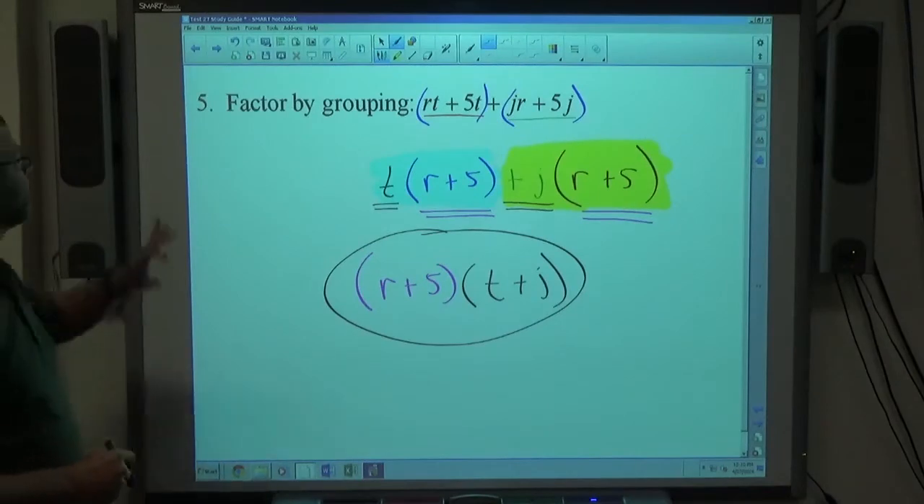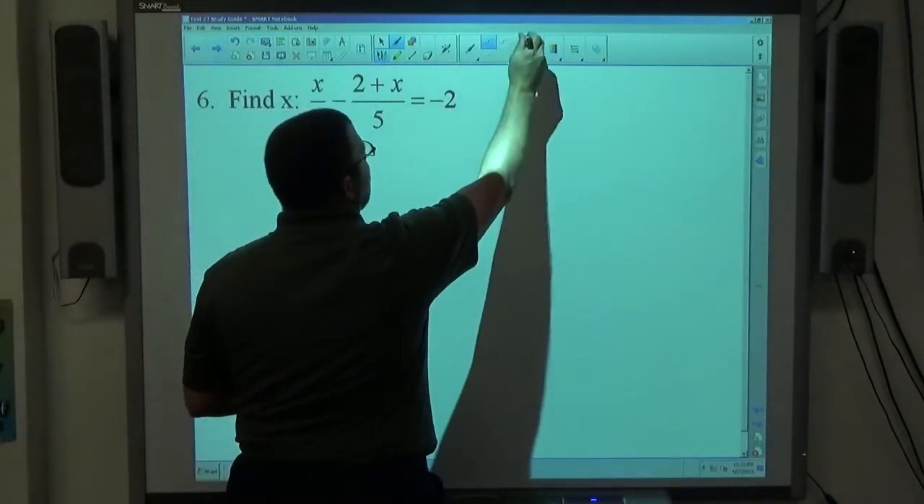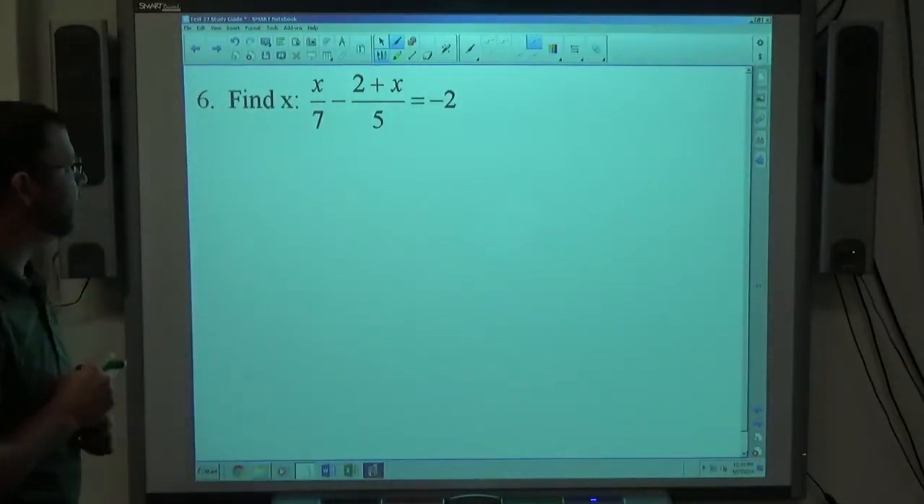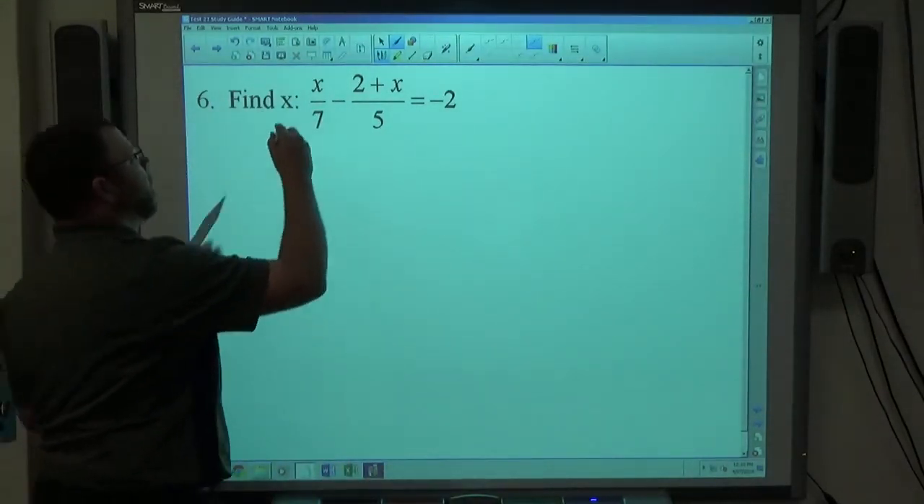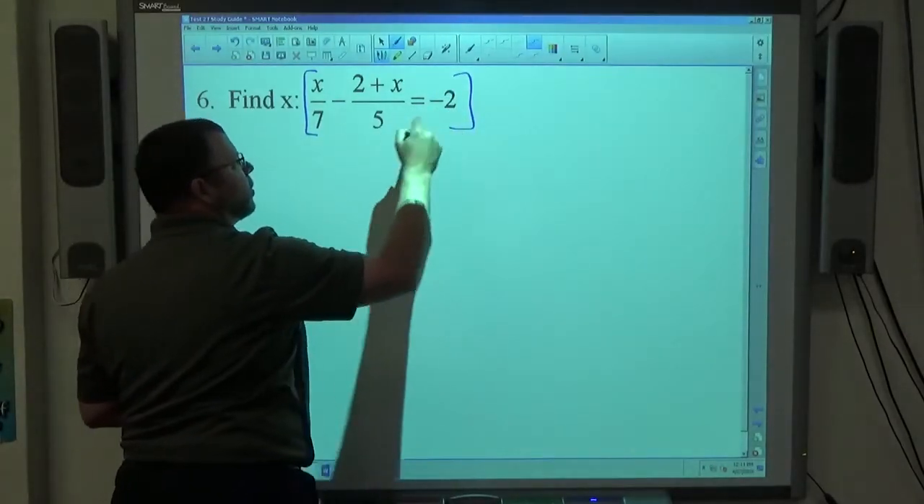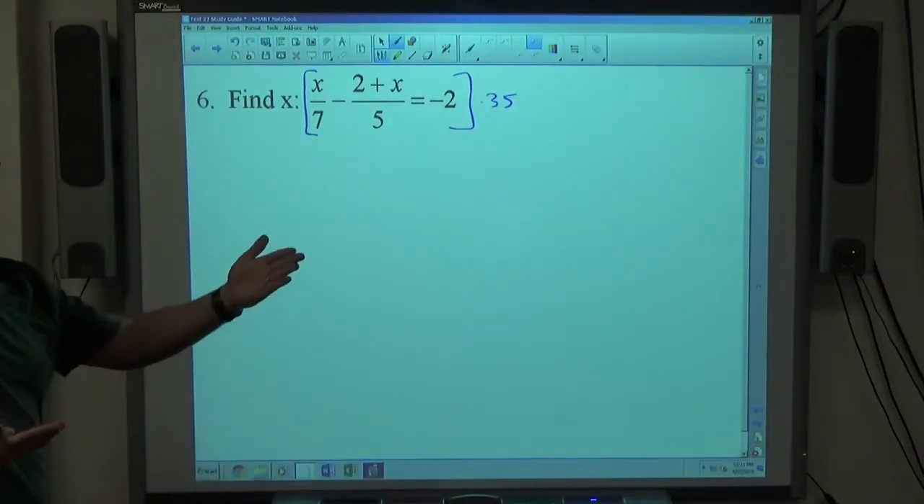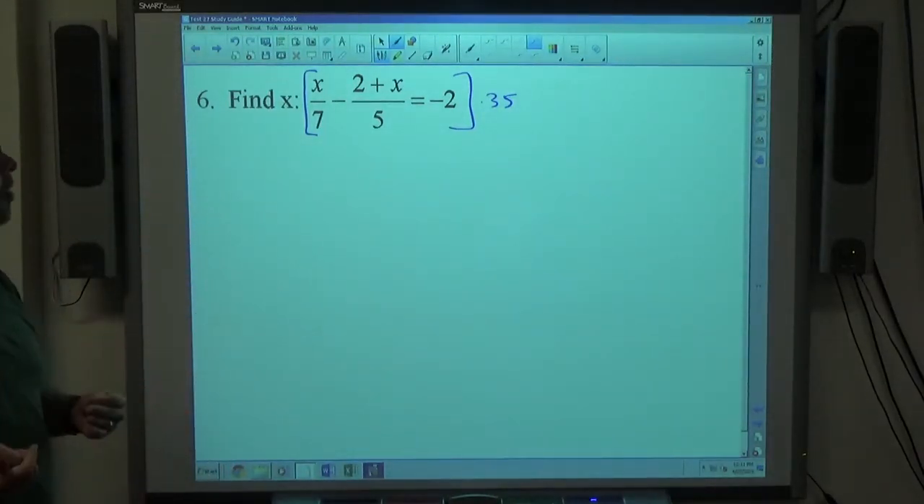That's the correct answer. Number 6, we're supposed to find x. We can see here that we have fractions, and we like to get rid of fractions in these problems. So I'm going to multiply by the common denominator of 5 and 7, which is 35. And I'm going to do it in 2 steps. Step 1, I'm going to actually get rid of the fraction. Step 2, I'm going to distribute where necessary.